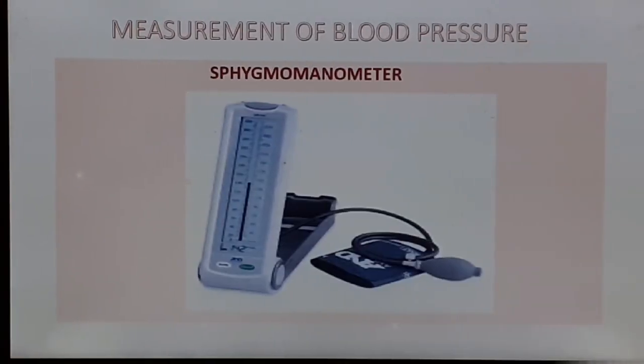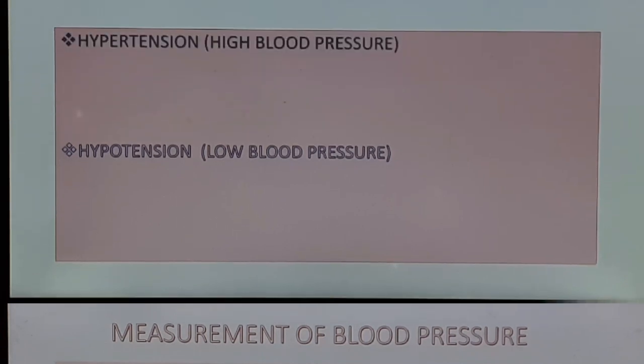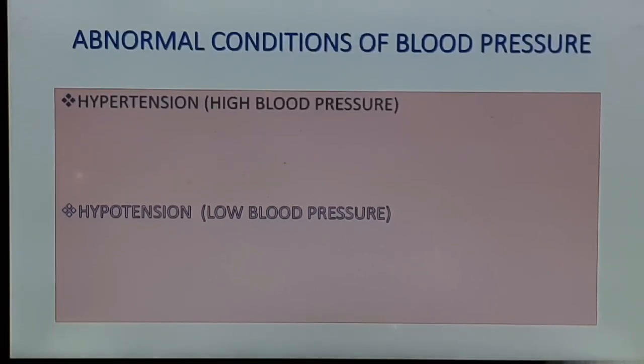This is an apparatus called a sphygmomanometer, which is used to measure the blood pressure. In some conditions, the blood pressure varies. Sometimes the blood pressure becomes high, it is called hypertension. Sometimes it is low, it is called hypotension.